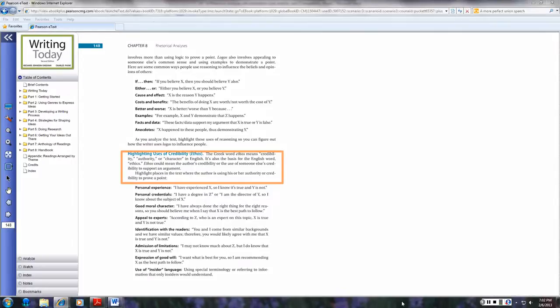You can use good moral character. You can appeal to experts. You can identify with your readers. You can admit your limitations. You certainly want your reader to know that you value them and their opinions. And you can use language that your audience is going to readily understand.